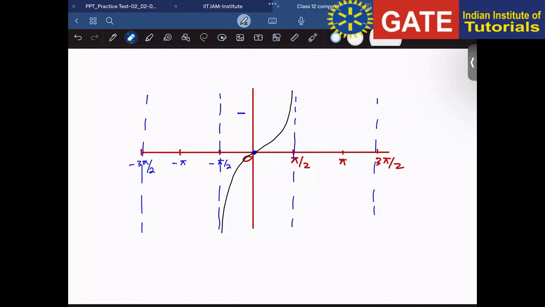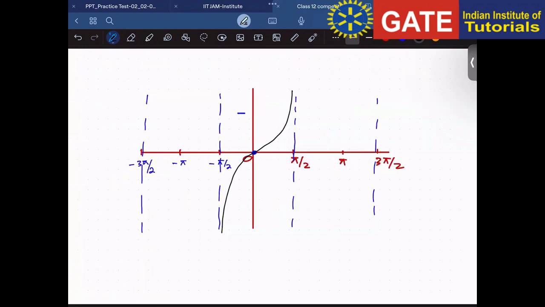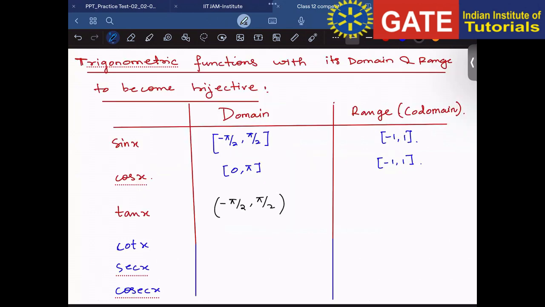That also what? Open interval, because your end points are not included. Because at pi by 2 and minus pi by 2, tan x is not defined. Correct? So it will be open minus pi by 2 to pi by 2. And what will be the range? See, what values it is taking? From minus infinity to infinity. All the values it is taking means it is taking the values of real numbers. Correct?